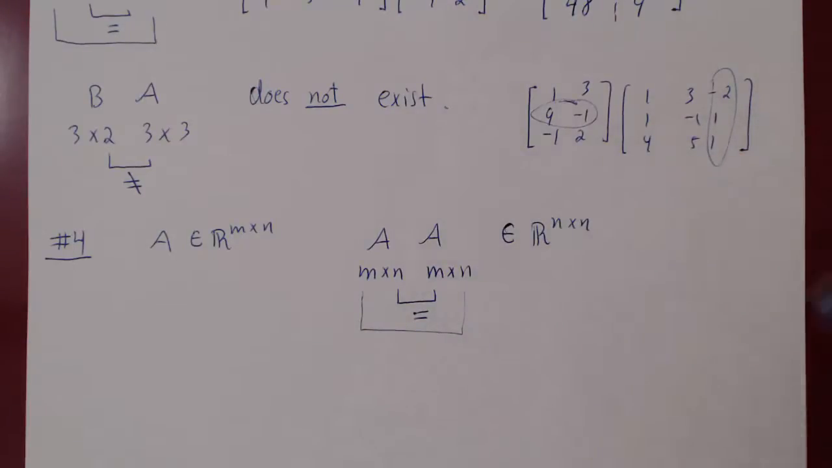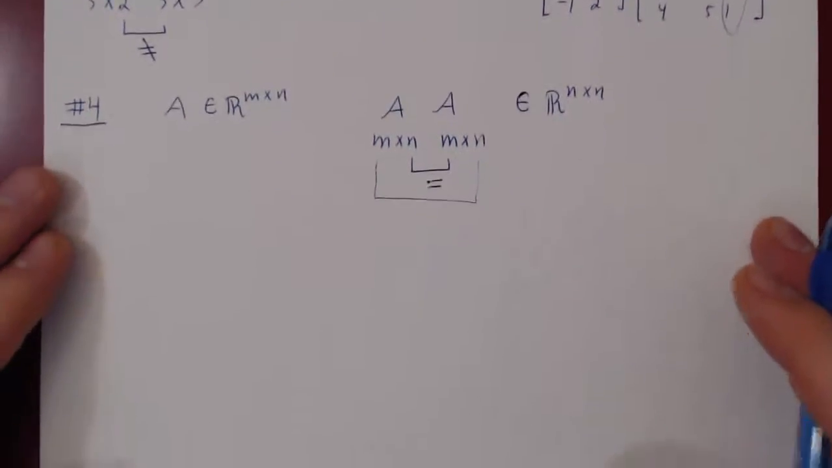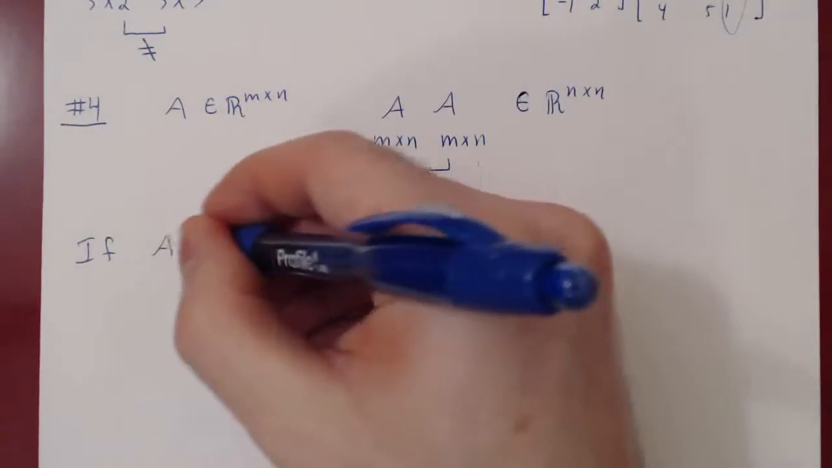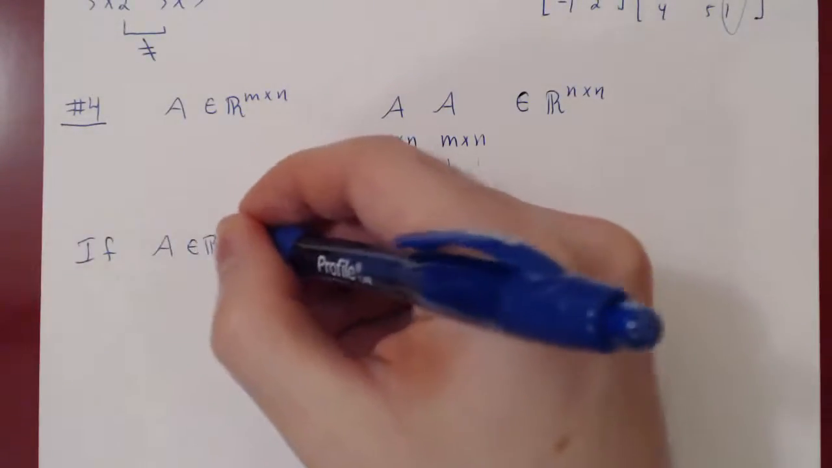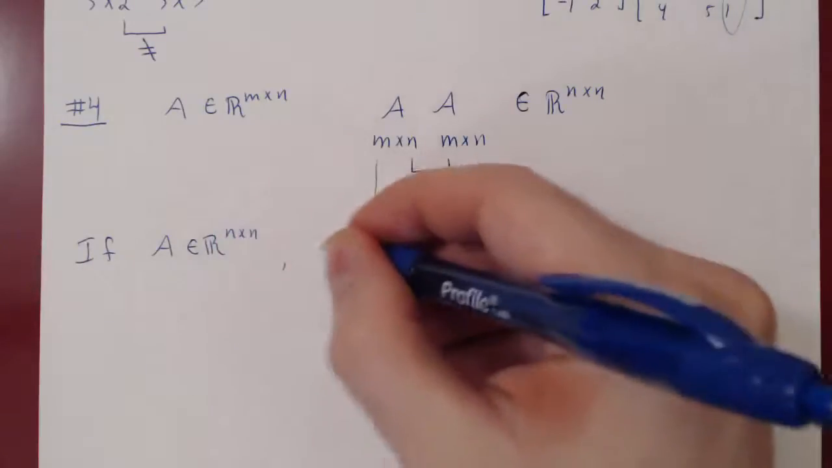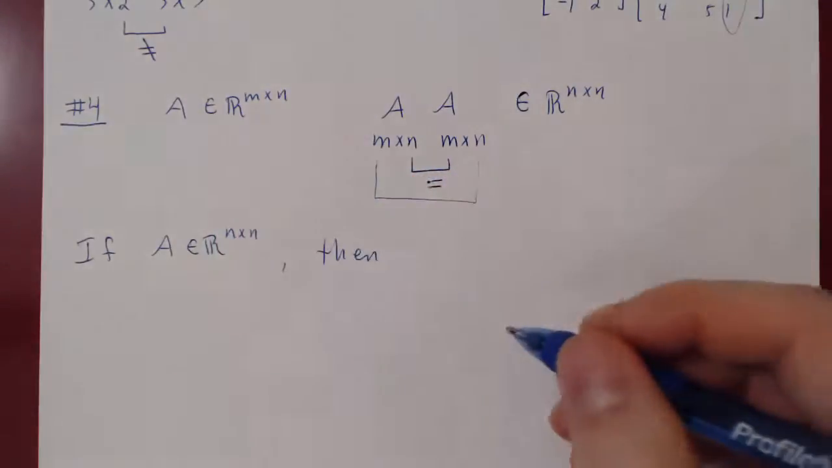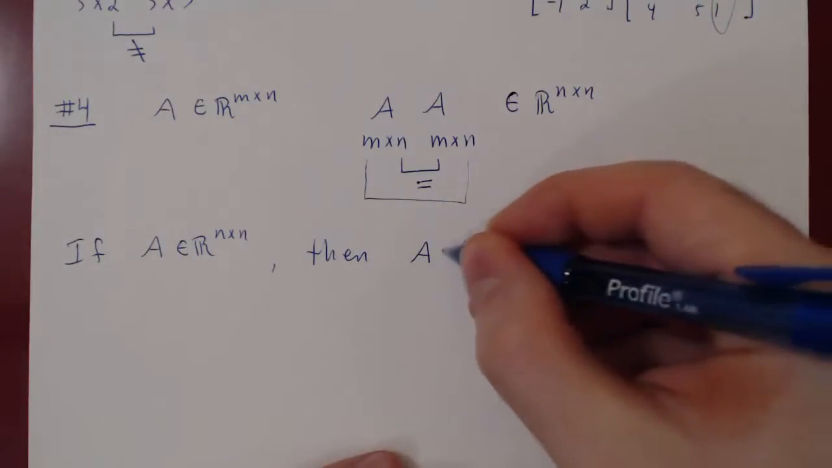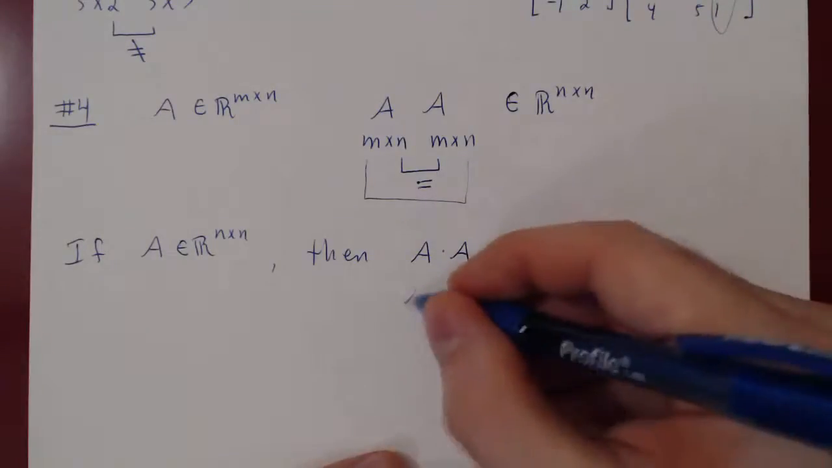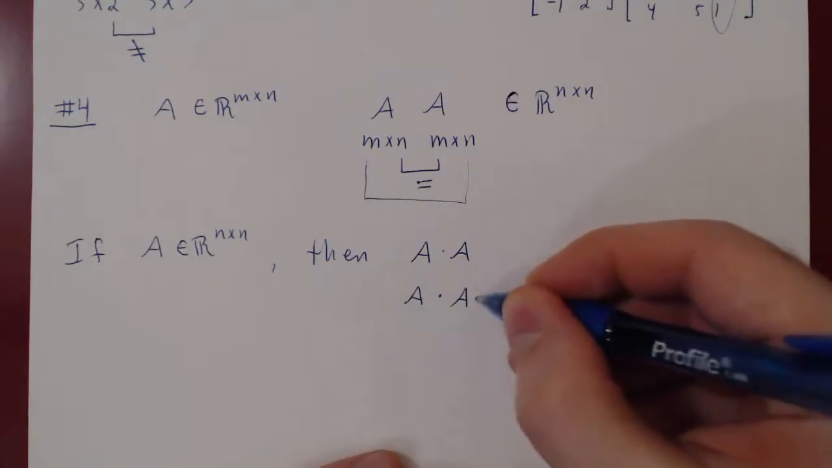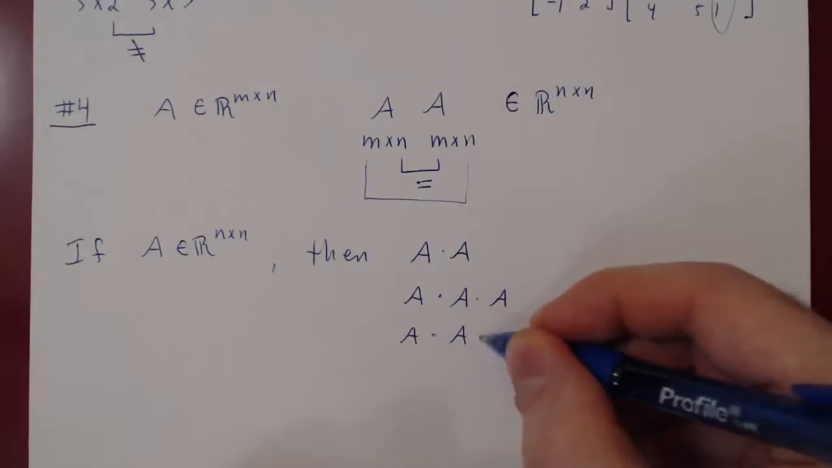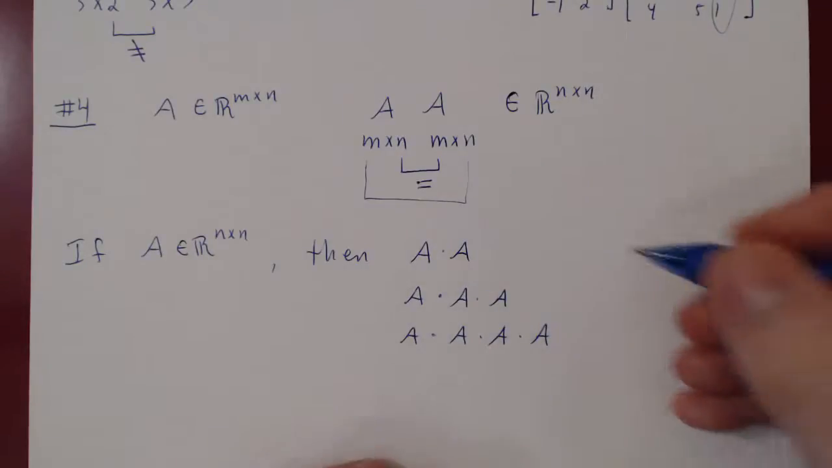So we can only multiply a matrix with itself if the matrix is a square matrix. And of course, now if you have a square matrix, how can we write this concisely? You can say, well, I can do A times A. I could also do A times A times A. I could also do A times A times A times A and so forth.